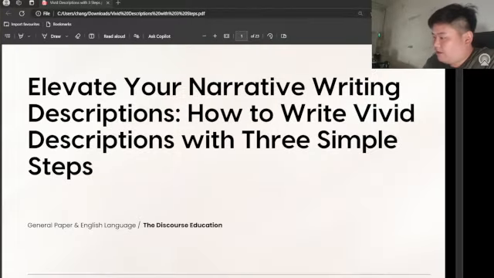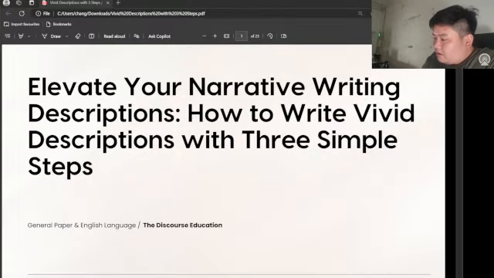And what we're going to focus on today is really three simple steps that you can use to elevate your writing and to write very, very vivid descriptions, to such a point whereby the readers would read what you're writing and then immediately imagine in their mind's eye what's happening. So we are going to talk about that today.